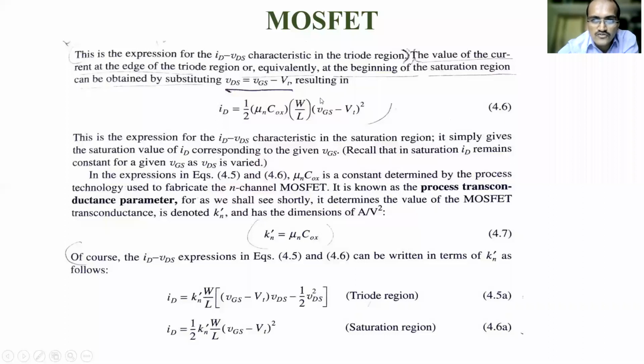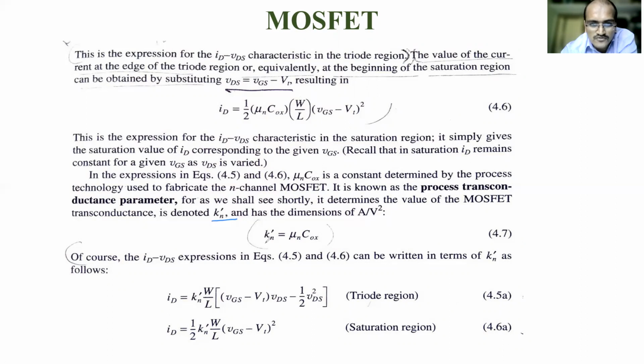So these are the two expressions because there are two regions in a MOSFET. One is the triode region and the other is the saturation region. Here, μn Cox is a constant determined by the process technology. It does not depend on you. It is not a variable parameter. That's why it is known as the process transconductance parameter, and normally it is denoted as Kn dash, which is nothing but μn Cox. And W by L is normally called the aspect ratio.